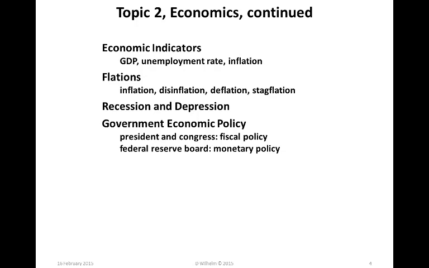There are a number of inflations: inflation, disinflation, deflation, and stagflation. Inflation is the normal year-to-year increase of prices and wages. Disinflation is where prices are still rising, but at a lower rate than the year before. Deflation refers to prices actually going down, and stagflation is a special case where there is a slowing economy, but prices are still rising.